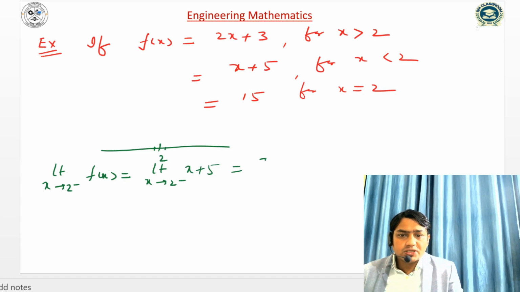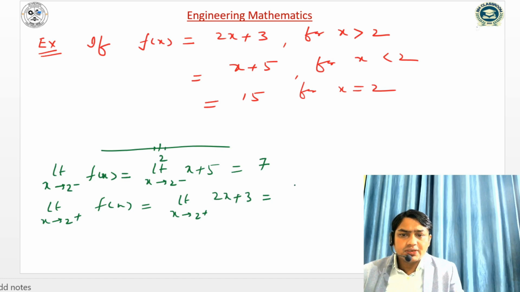Similarly, limit x tends to 2 plus of f(x), just the right-hand side of 2 where x is greater than 2, the function is 2x + 3, so limit x tends to 2 plus of 2x + 3 will be 7. So the limit exists because the right-hand and left-hand limiting values are the same, but the f(a) value at x = 2 is 15, which is not equal to 7. So the limit exists, but the function is not continuous.